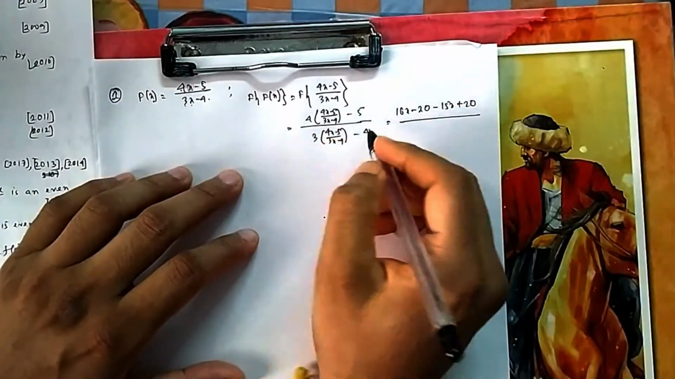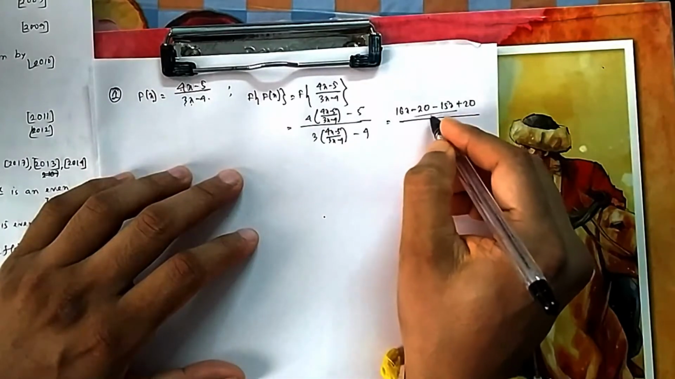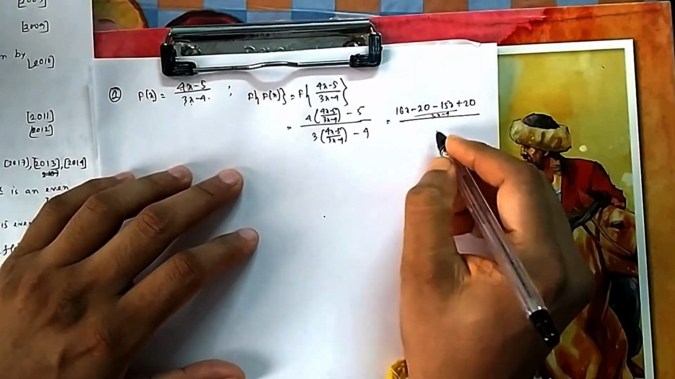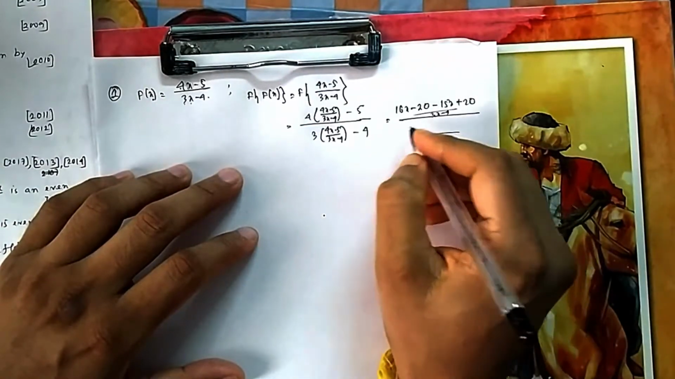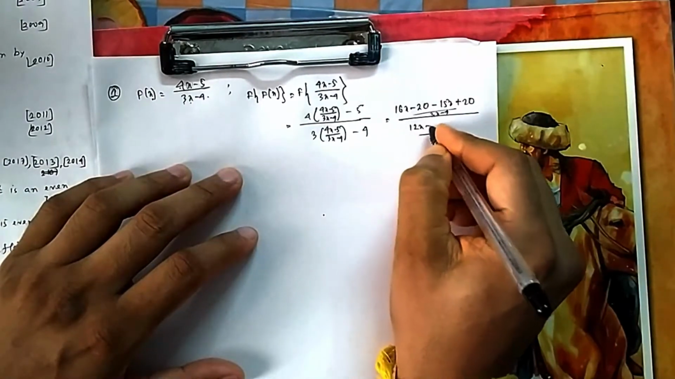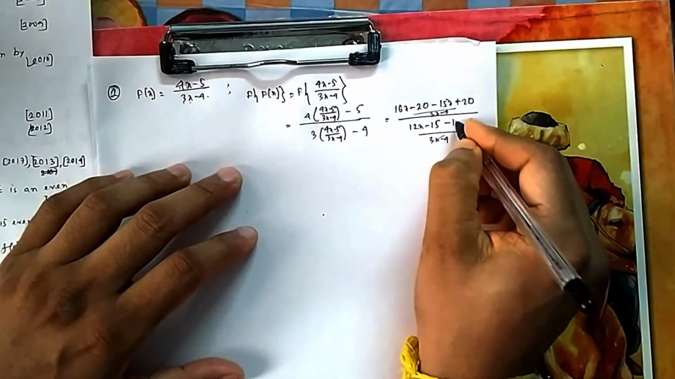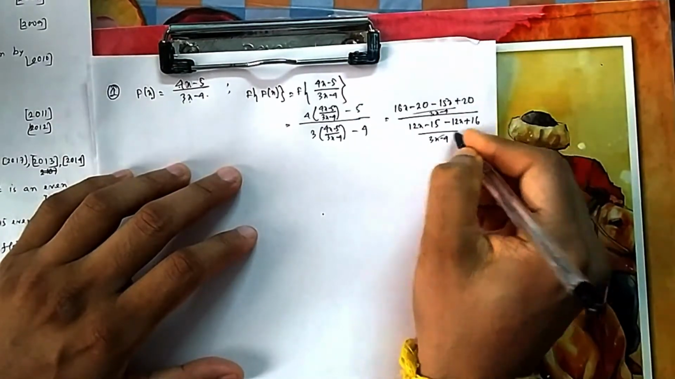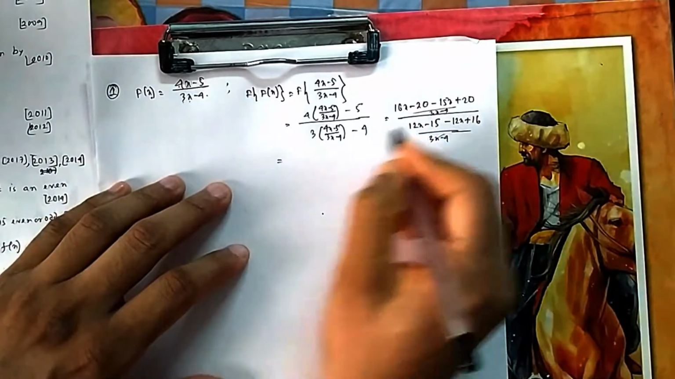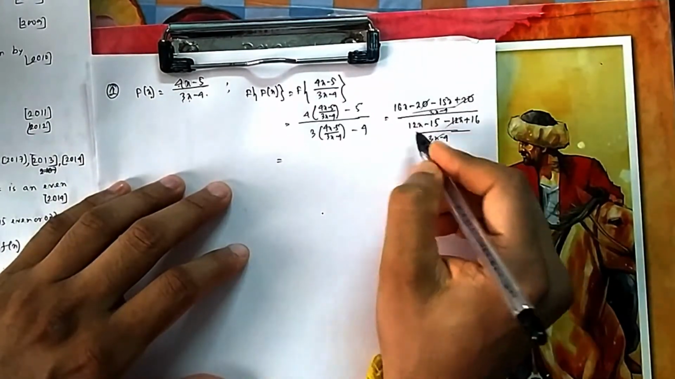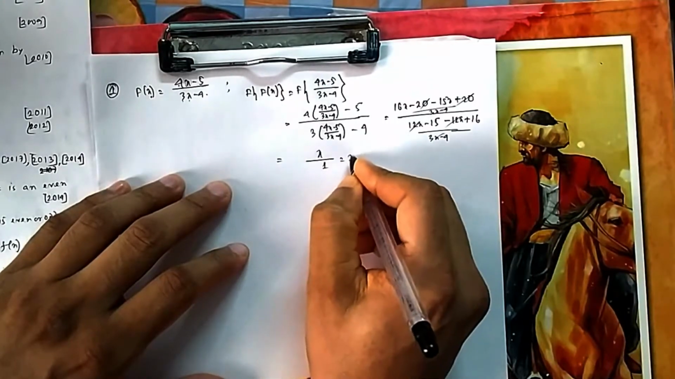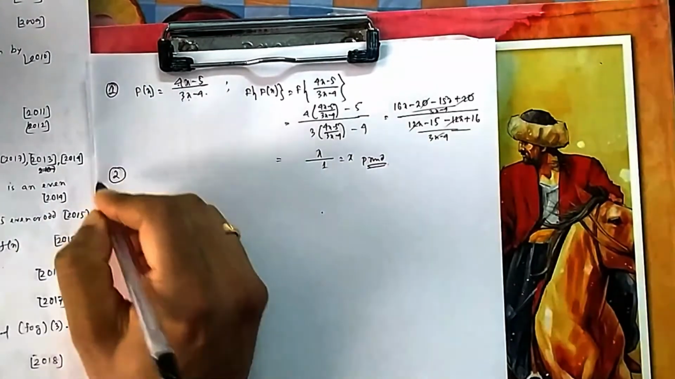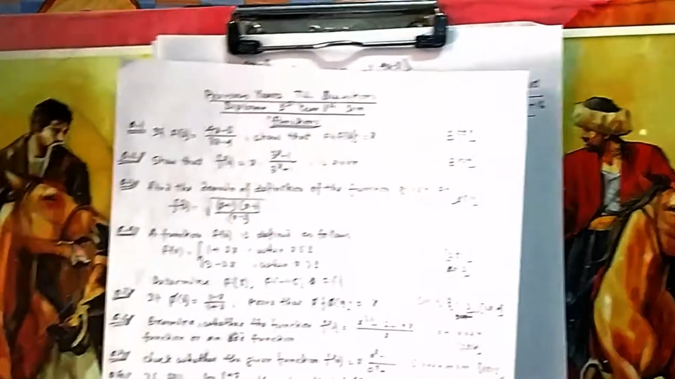I am doing LCM in the denominator and numerator both. In the denominator 3x minus 4 is there, and here also 3x minus 4 is there. That will get cancelled from numerator and denominator. So it will be 12x minus 15 minus 12x plus 16. So these will get cancelled out, and in the denominator you will have 20 minus 15, that is 5... So it will be x divided by 1, which is equal to x. So it is proved.